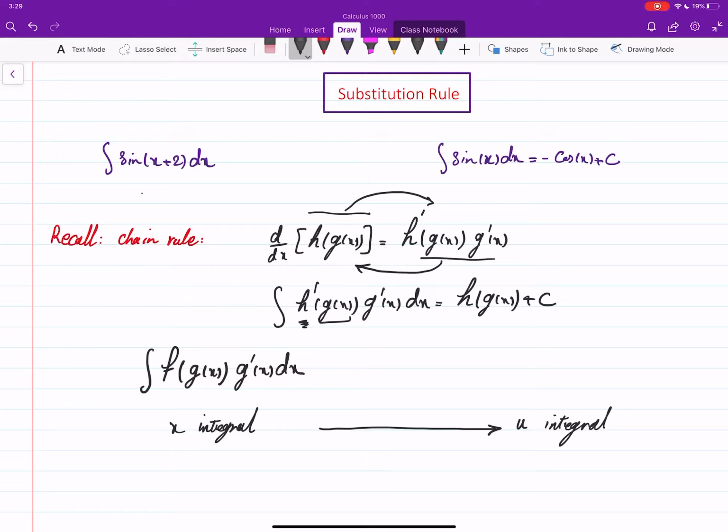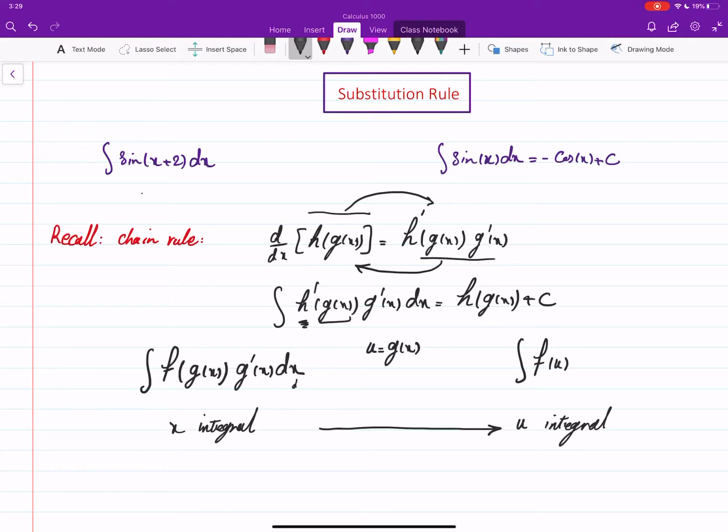What we do is introduce a new variable u and substitute g of x by u. Then the first part of the integral is going to be f at u. Then there is this dx. My u integral is supposed to have only the variable u, no x's. How can I turn dx to du? This is a very key point of the substitution.